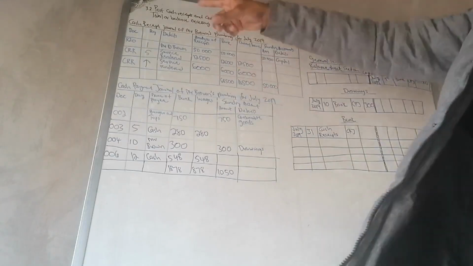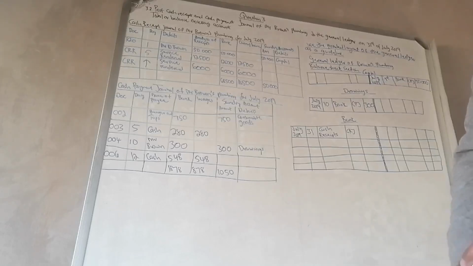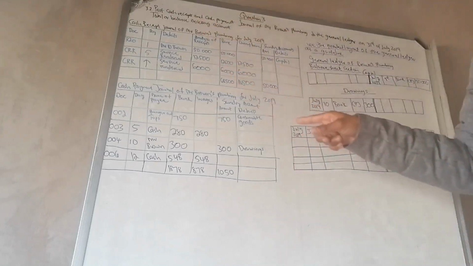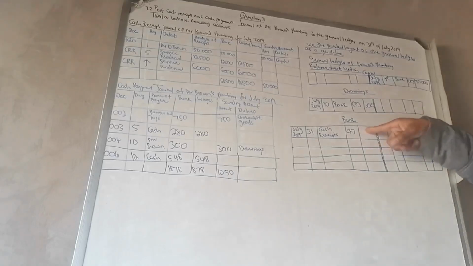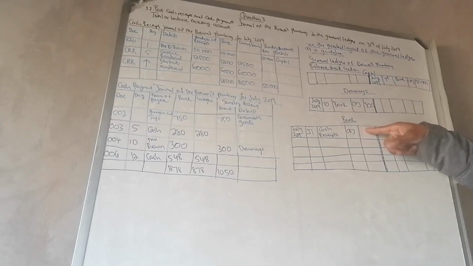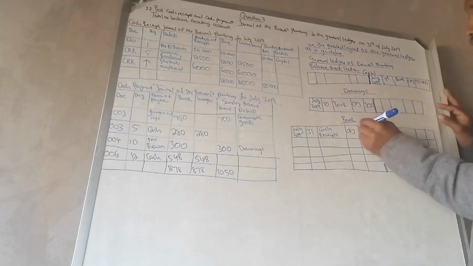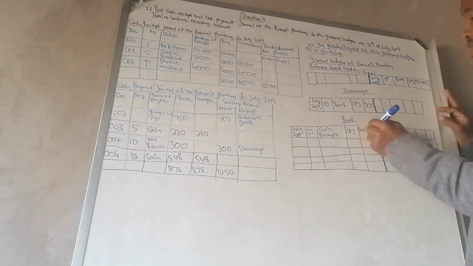And then what is the amount? 12,500. 50,000. 6,800. 68,500.